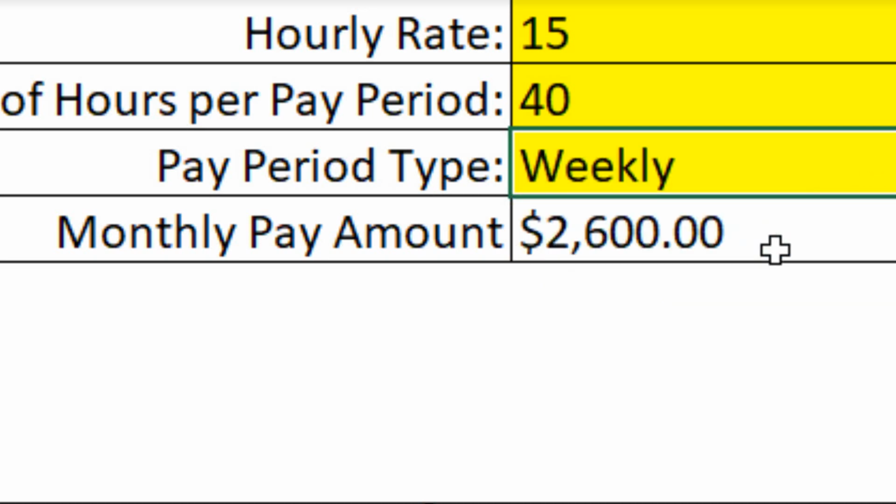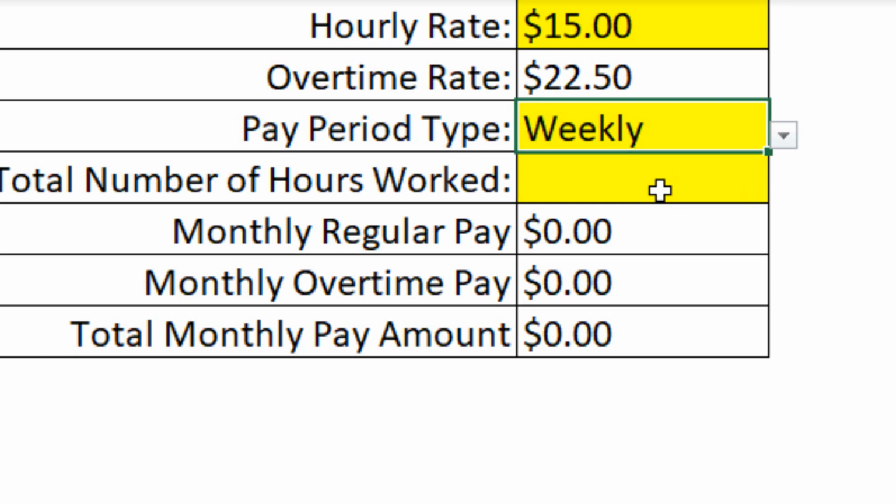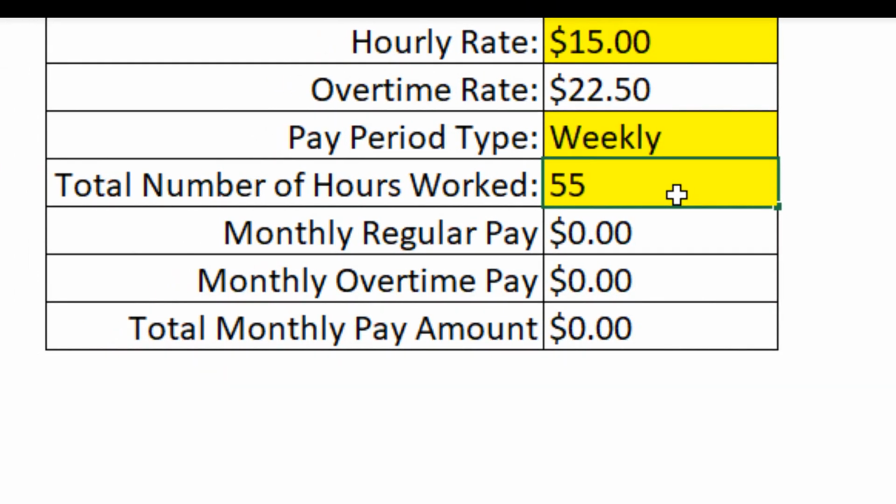In the overtime calculator, the only input that changes is that she works 55 hours a week instead of 40 hours. Because she works over 40 hours, she is paid time and a half or $22.50 an hour for 15 hours a week. Her total gross monthly earnings is $4,062.50.